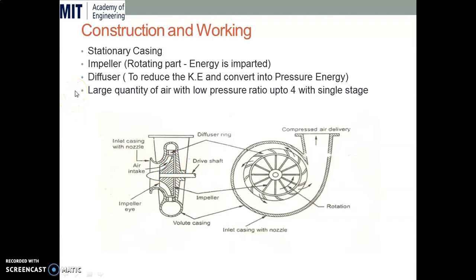This centrifugal compressor is generally used for a large quantity of air at low pressure, and a pressure ratio of up to 4 can be obtained. If you use a series or multi-stage compressor system, then we can attain a pressure ratio of up to 10.